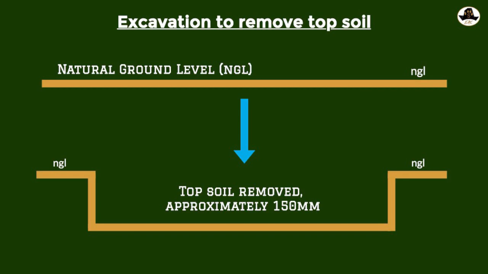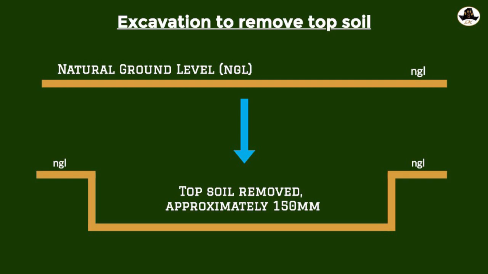We can level it by what we call cut and fill, where if you have highland and lowland, you cut the highland and you fill in the lowland so that the land is leveled. After that we then remove what we call the topsoil. Where we want to construct the building, we remove the topsoil, which is approximately 150 millimeters from the natural ground level.